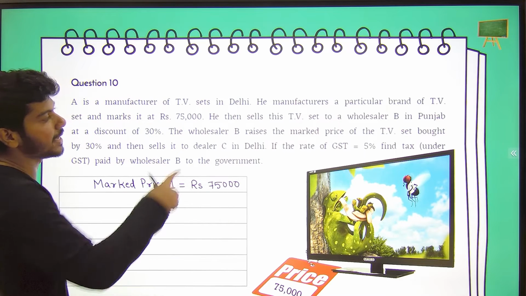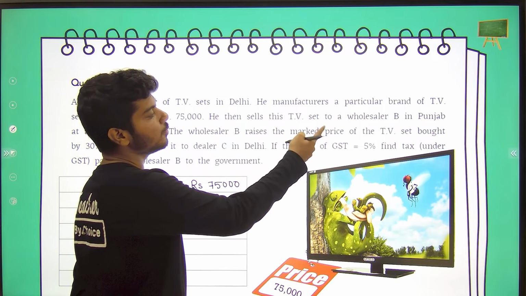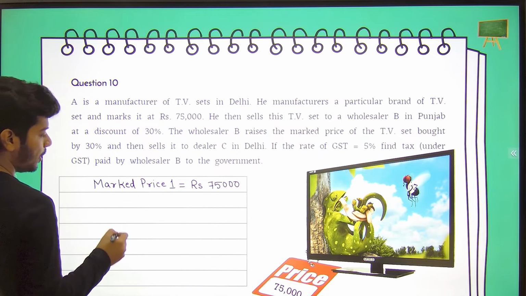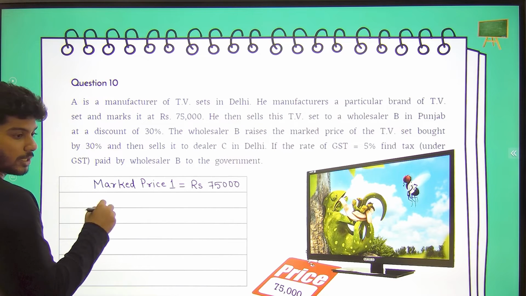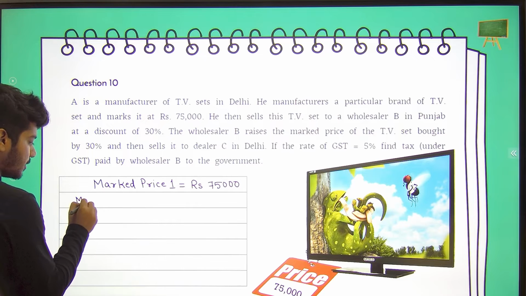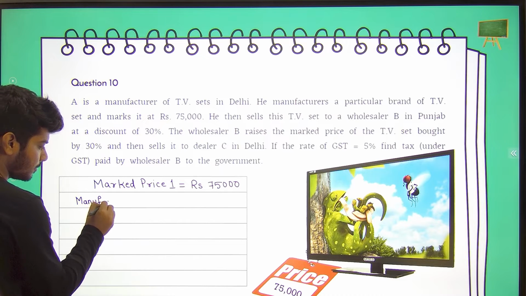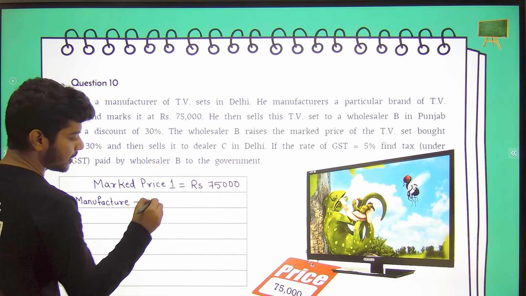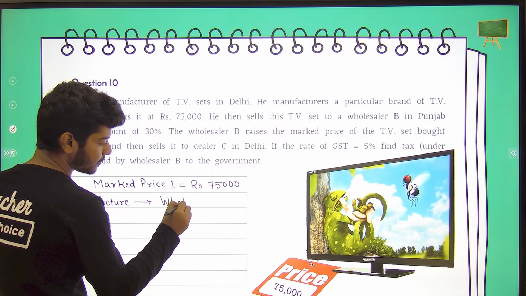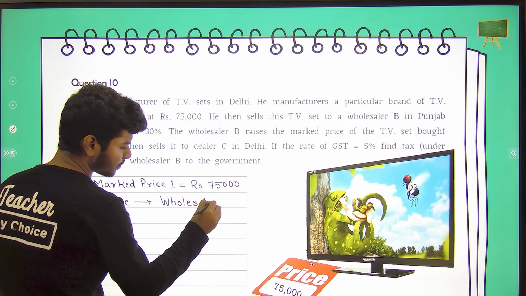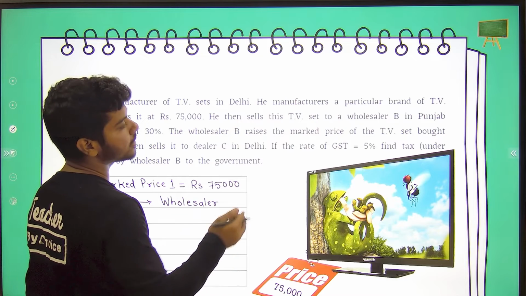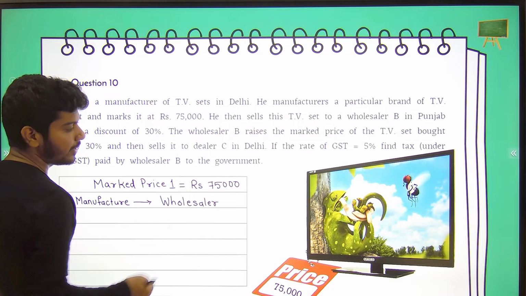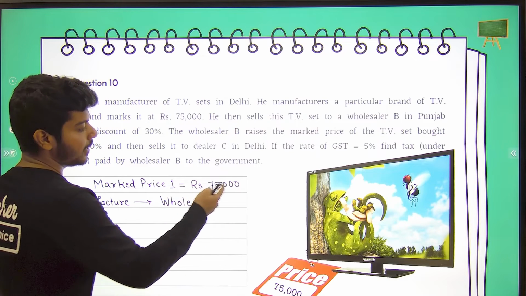Now what happens? He then sells this TV to a wholesaler B in Punjab at a discount of 30%. So there is a manufacturer who sells the TV to a wholesaler. At how much discount has he offered the wholesaler? At a discount of 30%. So we will subtract 30% of this from 75,000.